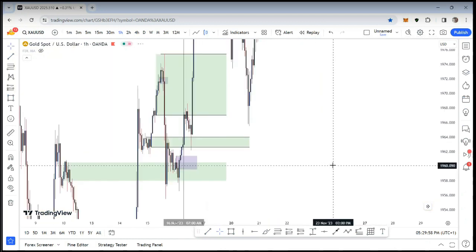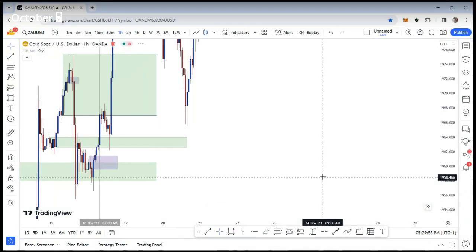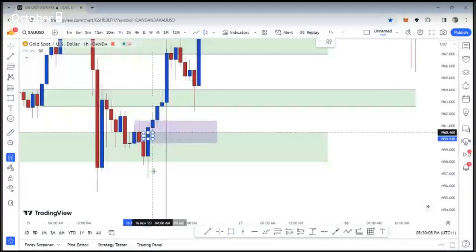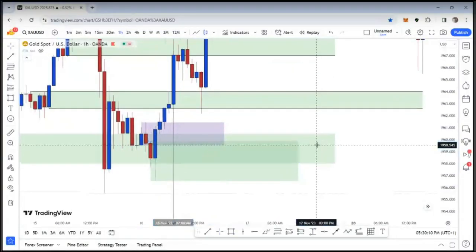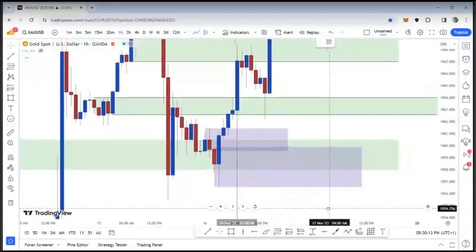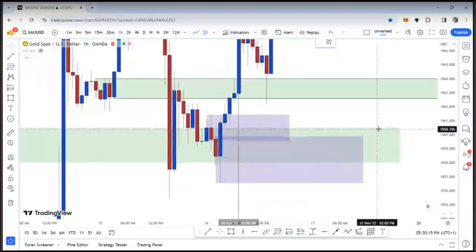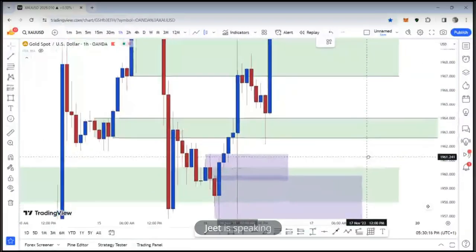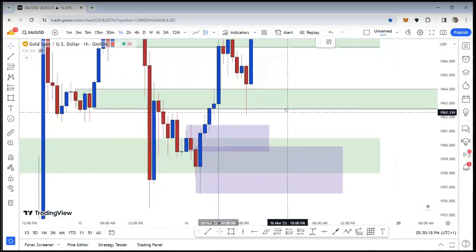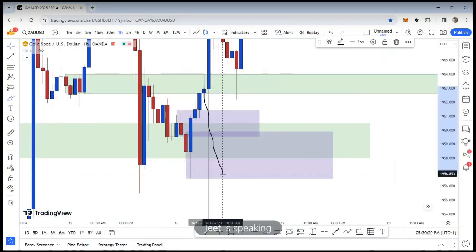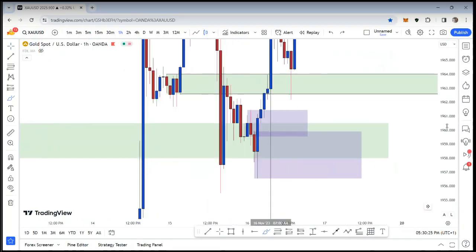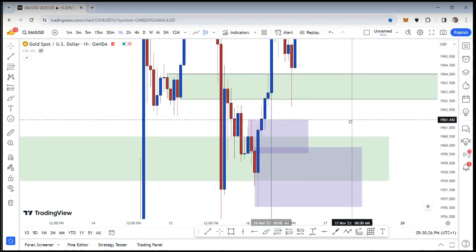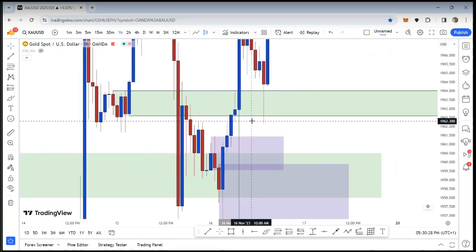Now, after the reaction, where did 1 hour need to change its storyline? Isn't this the zone that 1 hour needed to change its storyline? Is that the zone? Yes. So if price had broken this zone, I would have been selling more to the downside. Now, since price actually closed as a bullish candle, right?